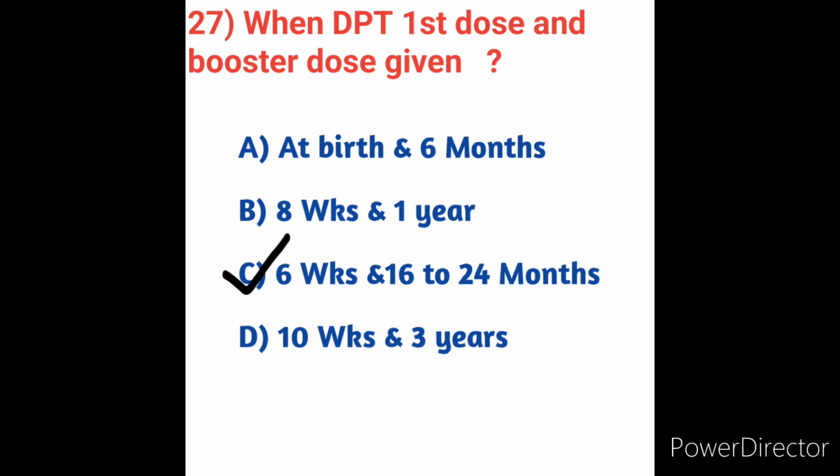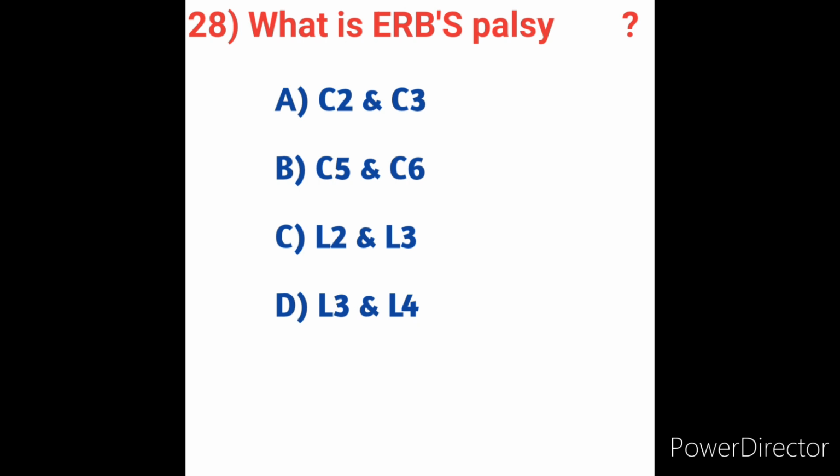Next we will move on to question number 28. What is Erb's palsy? We will see here the options. Option A, C2 and C3. Option B, C5 and C6. Option C, L2 and L3. Option D, L3 and L4. Erb's palsy is a paralysis of the arm.